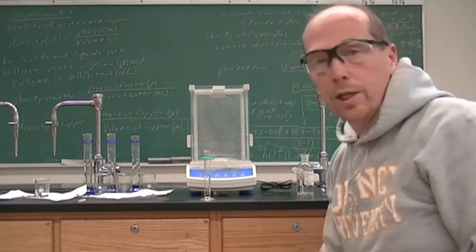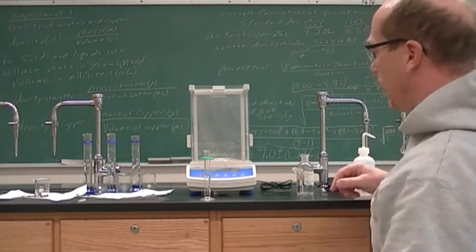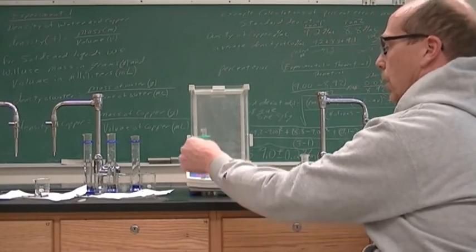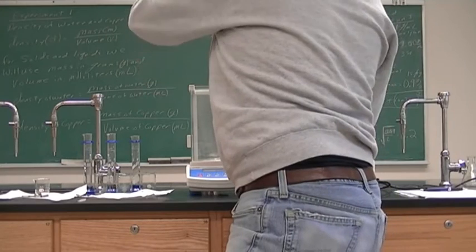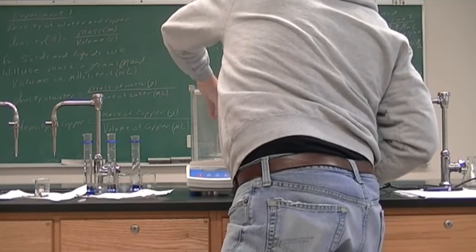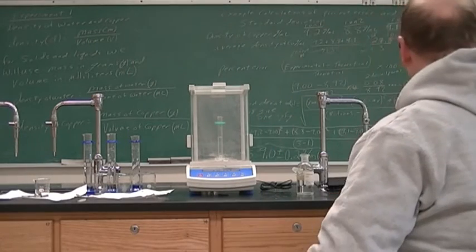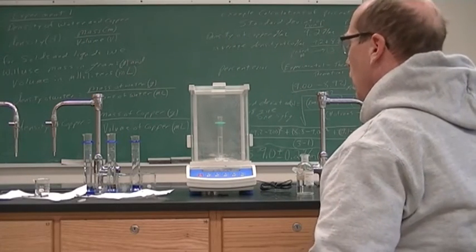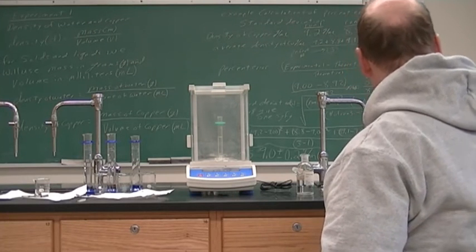We're going to go with one decimal place on our graduated cylinder, so I had to pick between the two. 6.9 mils is our volume to one decimal place. And so now, just like I did with the water, I'm going to weigh it. And so the mass here is 31.6277 grams.